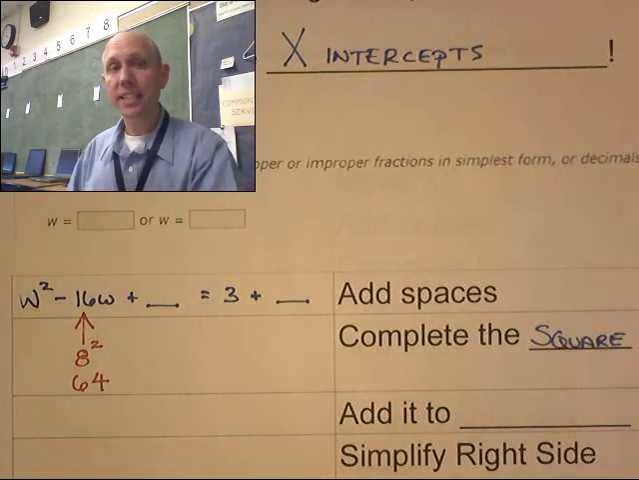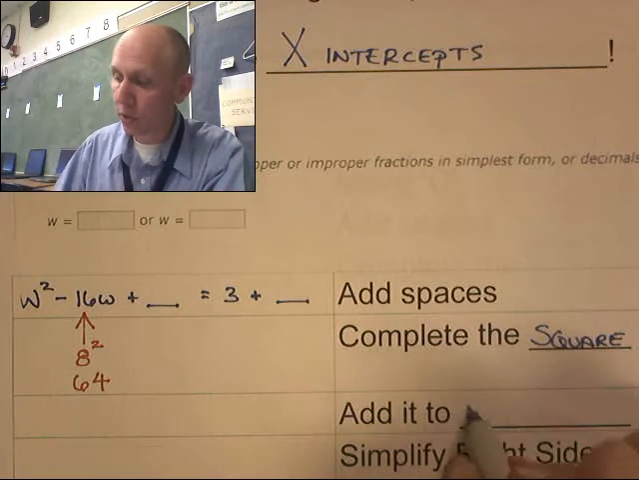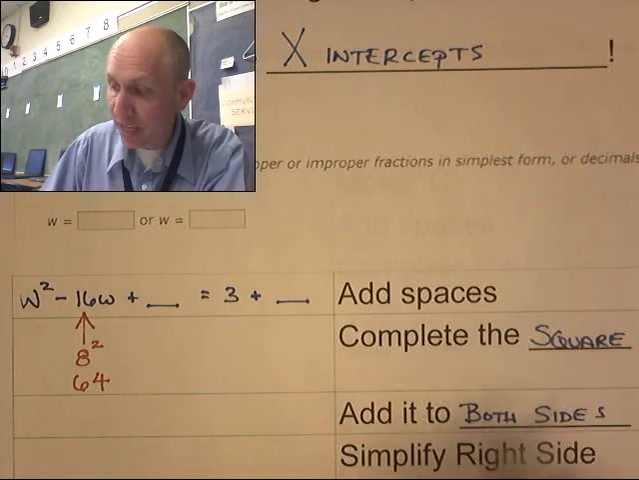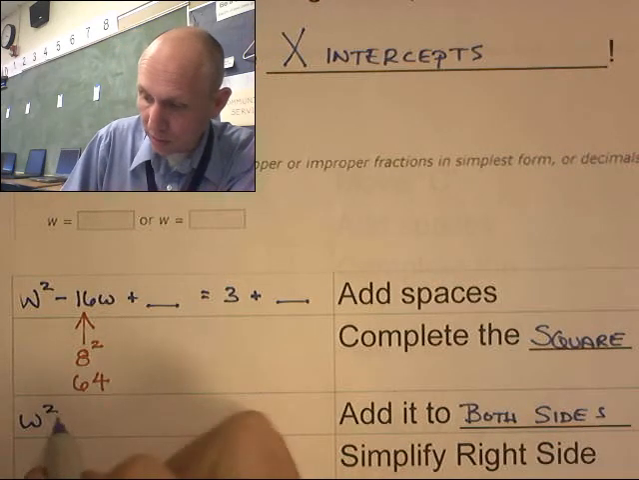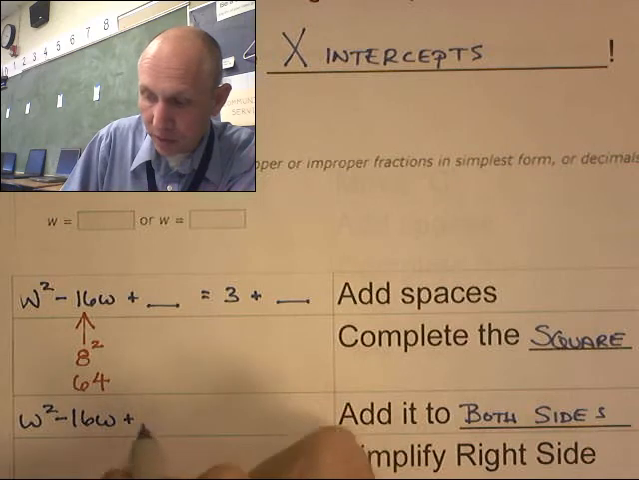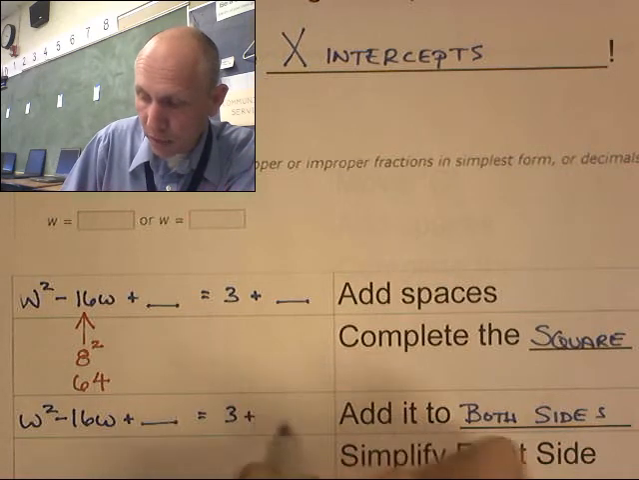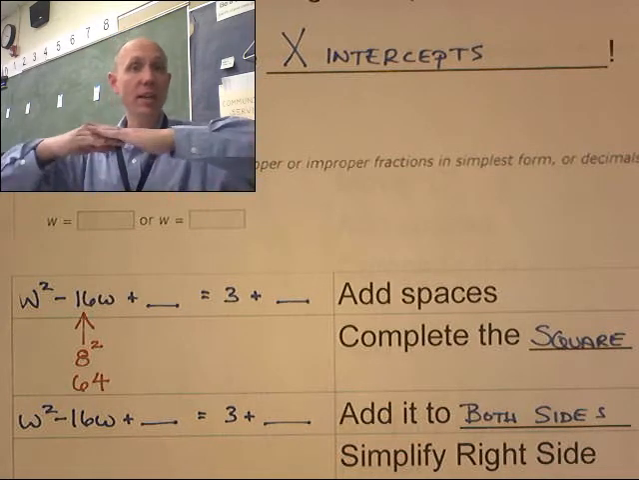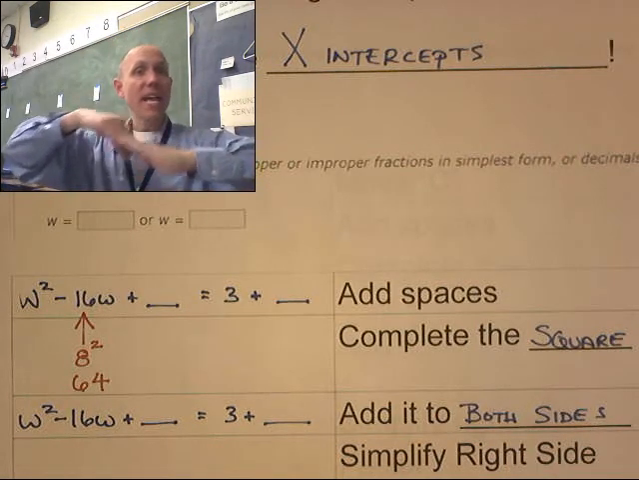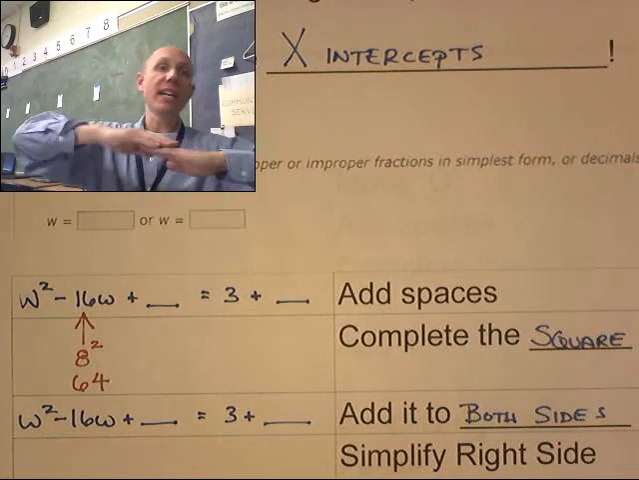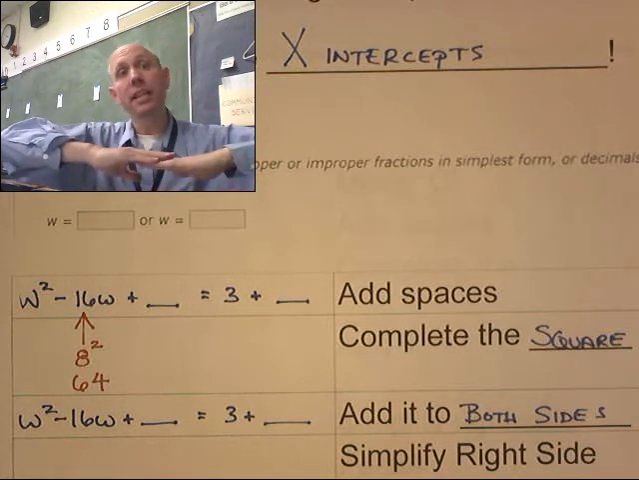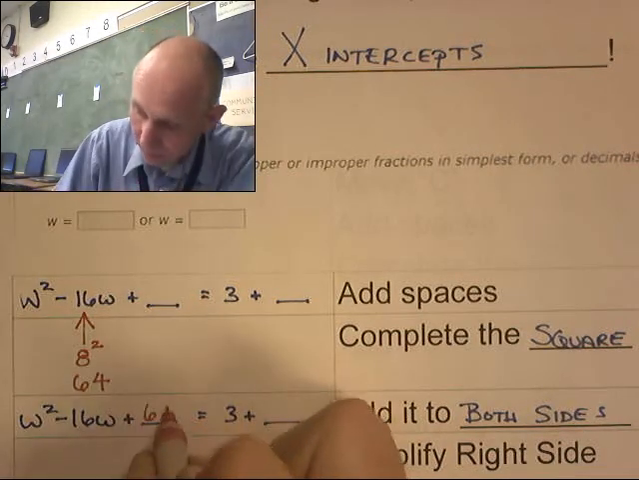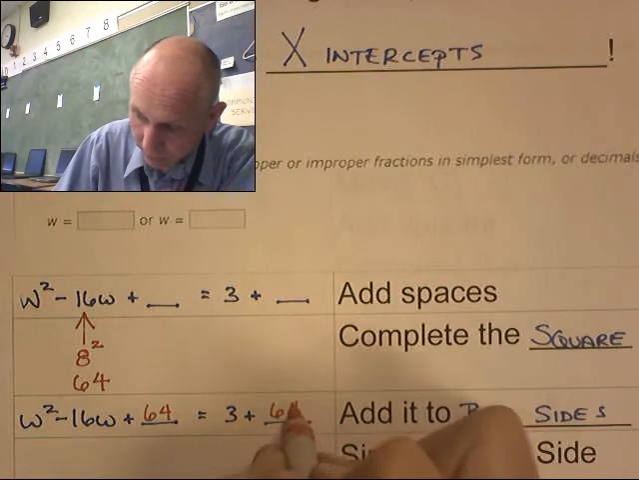I am now going to take that 64 and add it to both sides. That's where those spaces came in. W squared minus 16w plus 64 equals 3 plus 64. This is an equation. Imagine a seesaw. If I add 64 pounds to one side, I have to add 64 pounds to the other side to keep it in balance.